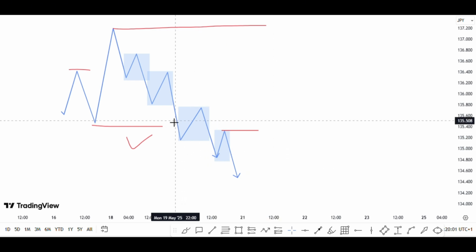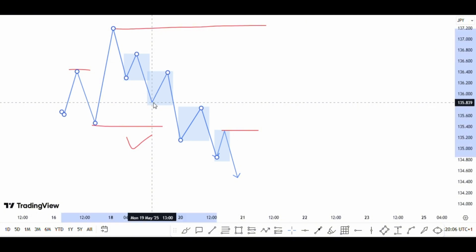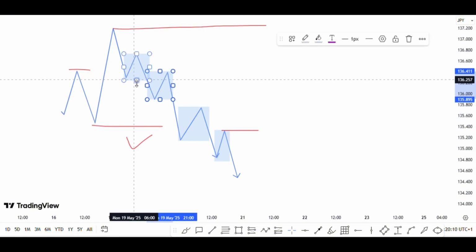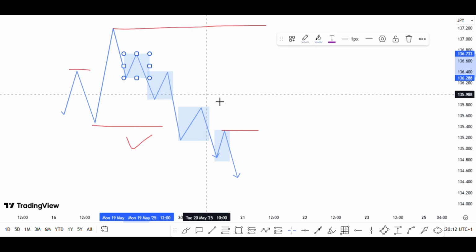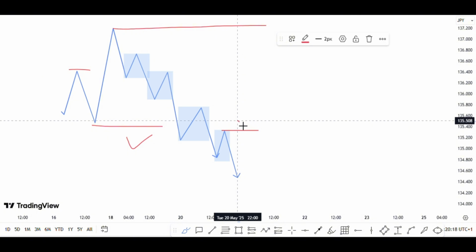I'm going to explain the one that is valid and the one that is not valid, so that you will know where you are going to take the trade, the one that has been mitigated and the one that hasn't been mitigated. In this case, this level will serve as our inducement.